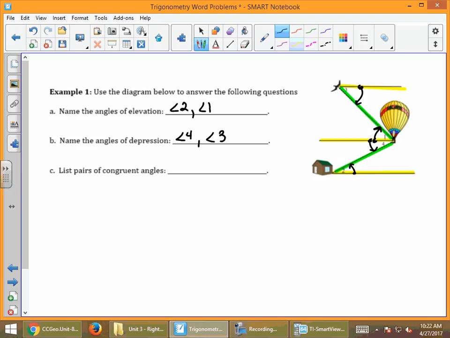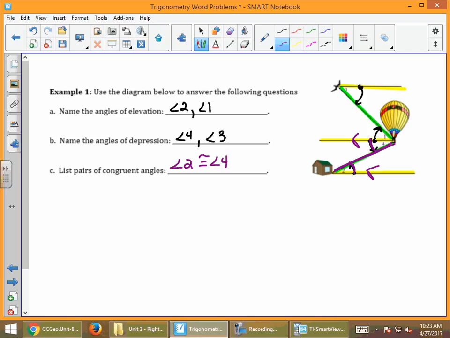And then for C, it's saying list all the pairs of congruent angles. Well, we said in that last little section that the angle of elevation is always congruent to the angle of depression. If you look, this horizontal line and that horizontal line are parallel to each other. This green line right here, connecting angle 2 and 4, is your transversal. So angle 2 and 4 are alternate interior angles, because they're inside and opposite, which makes them congruent. So angle 2 is congruent to angle 4.